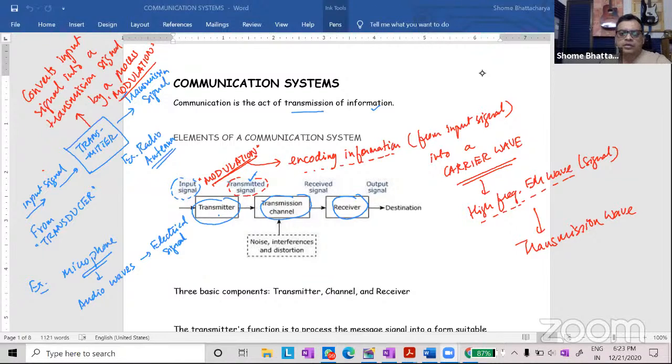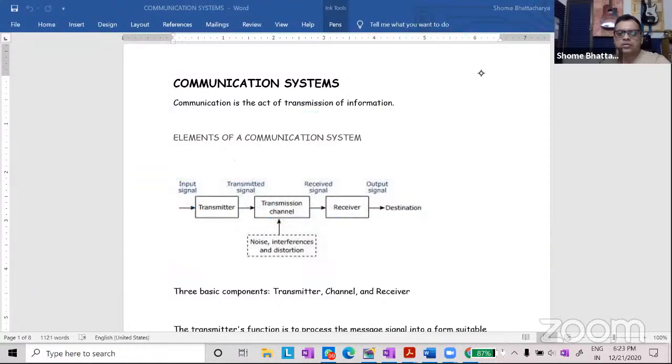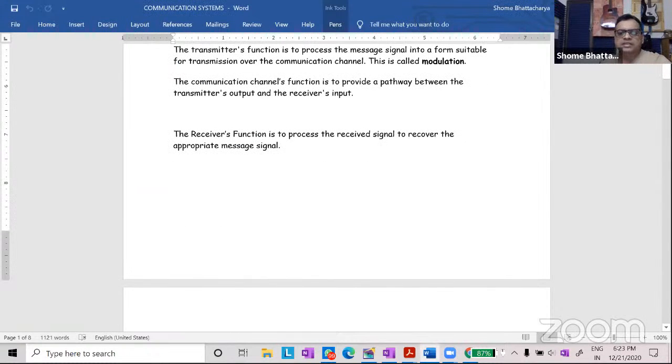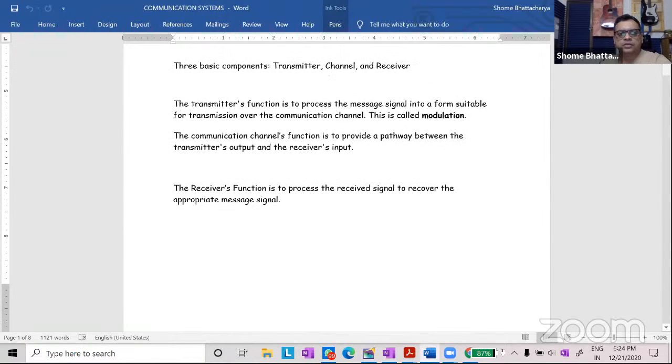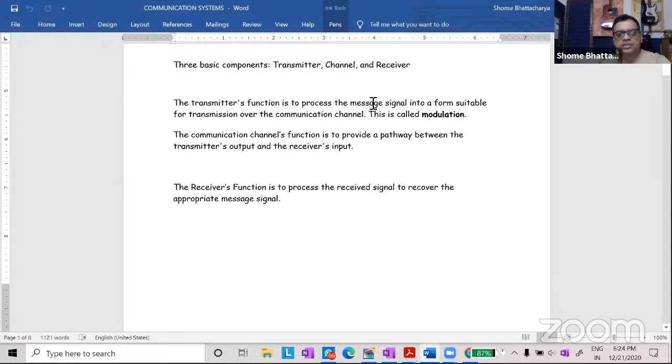Okay. Now the transmission channel. What is the role of the transmission channel? Let's understand that next. So what the transmission channel does. Okay, so we discussed the transmitter's function.